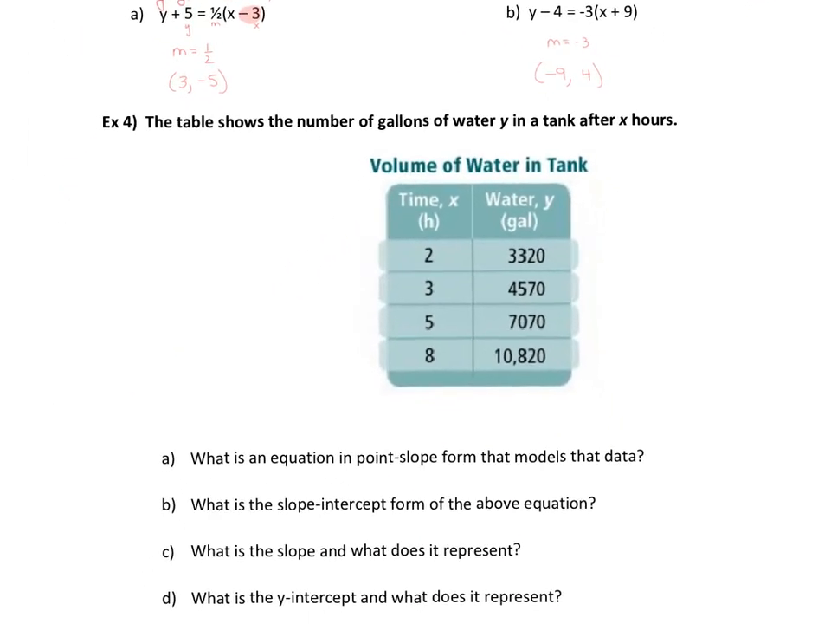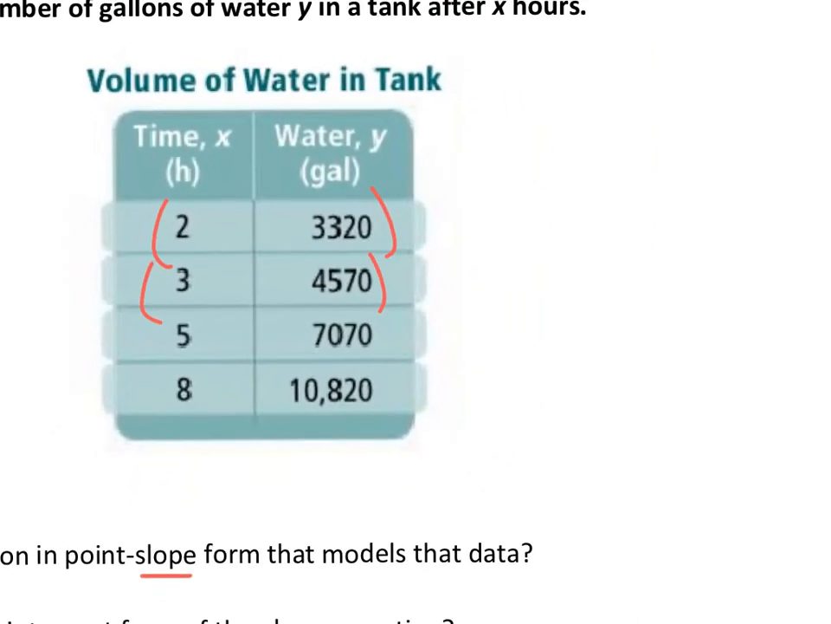All right, last problem we're going to look at. The table shows the number of gallons, Y, in a tank after X hours. And you can see here X is your time, Y is how many gallons you have. The first question is point slope form. Again, I've got lots of coordinate points, but what I don't have is my slope. So we need to find slope first.